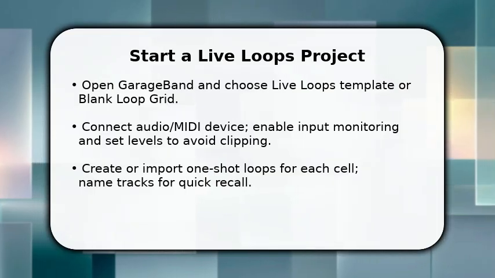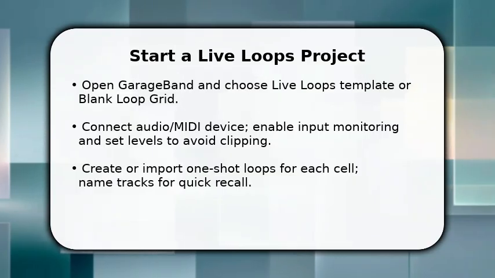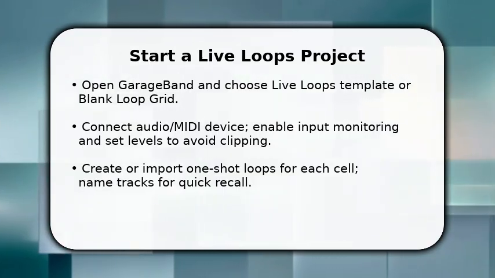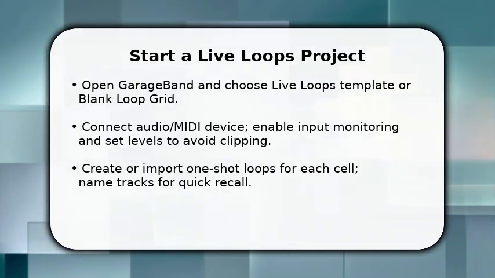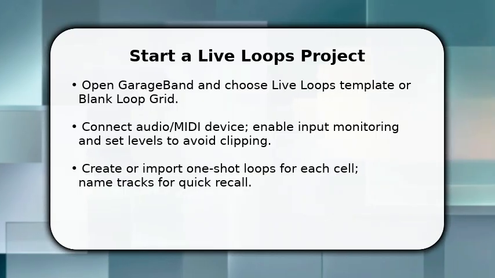You begin by opening Garageband and selecting a live loops template or a blank grid so you can work fast. Next, connect your audio or MIDI device and set input levels. Make sure signals don't clip.